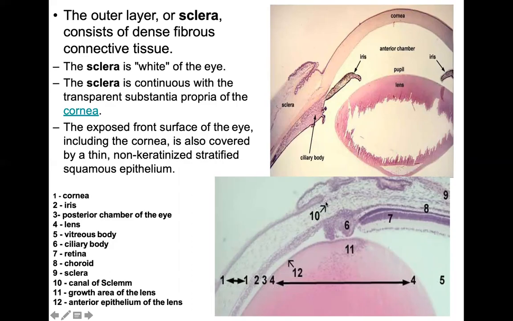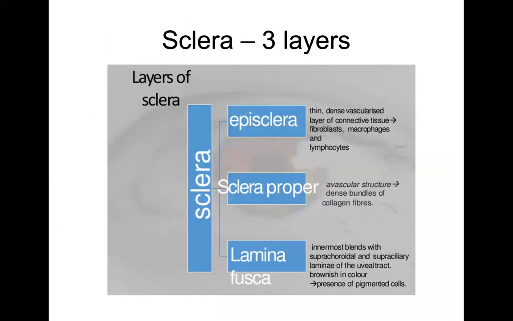Okay, then this one here is the canal of Schlemm, where your aqueous humor eventually drains and incorporates itself into the venous system. Now, there are also three layers of the sclera. So you have your episclera that is made up of dense vascular connective tissue containing these cells.